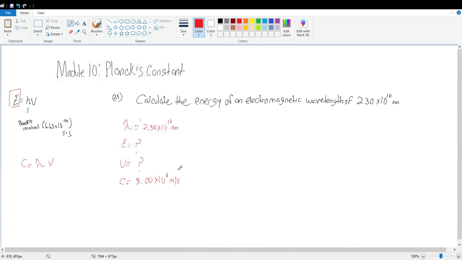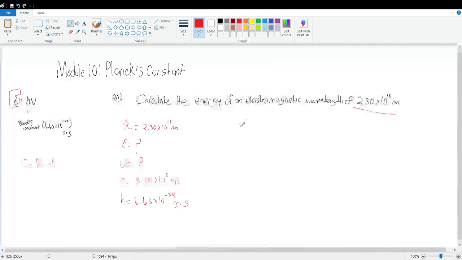And then finally, we're also going to use Planck's constant, which, as mentioned, is 6.63 times 10 to the negative 34th joules times seconds. As we talked about in the last video, the speed of light is in meters per second, but our wavelength value is in nanometers. So we're going to have to convert.